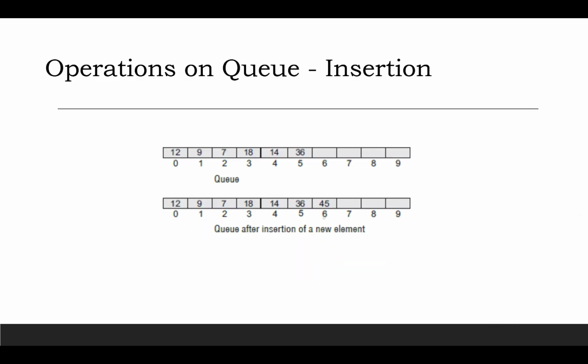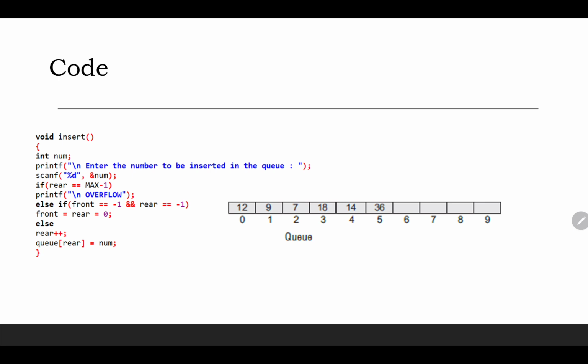Here is the same example of how we are doing the insertion. First the rear is in the 5th position, and we have to increment the value of the rear, so rear is 6. In the 6th position the element 45 will be inserted. Next we are going to see the code for the insertion.